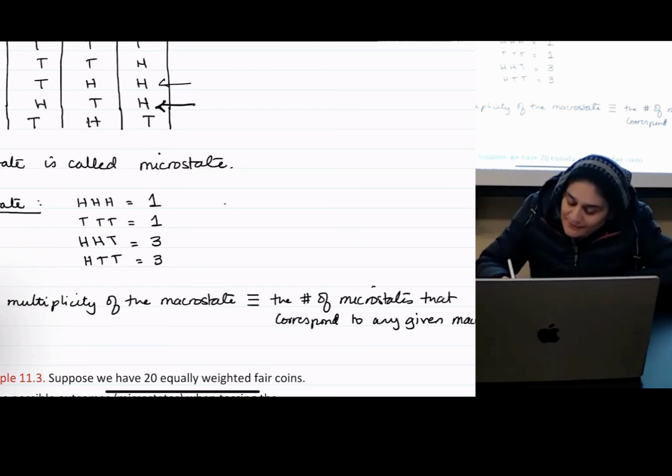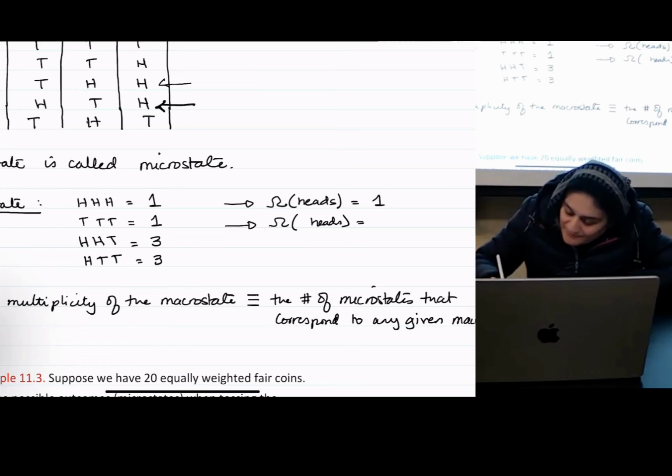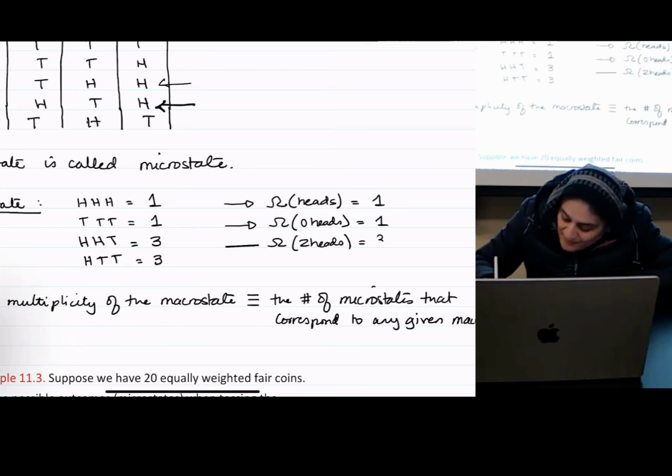Good. So can I write this as omega for heads only? Yes. 1. What's the multiplicity of 0 heads? 1. What is the multiplicity of 2 heads? 3. What's the multiplicity of 1 head? Also 3. Good.